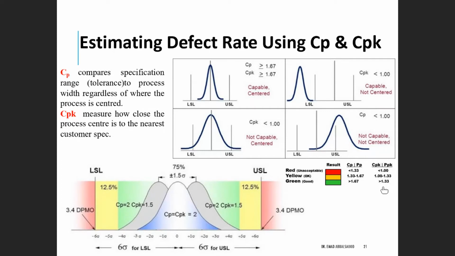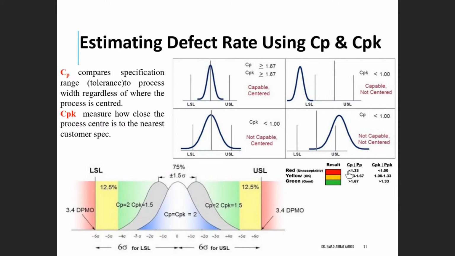And if it's greater than 1.33 until 2, that means your process is exactly centered, as we see here in this blue normal distribution. When the CP and the CPK are equal to 2, the process is centered and the variability is at the best level. For the CP, the acceptable level has to be greater than 1.33, and for the CPK, it has to be greater than 1. So you have to pay attention. The acceptable level is from 1.33 until 1.67, and greater than 1.67 is the good level for the potential process capability, or the CP.